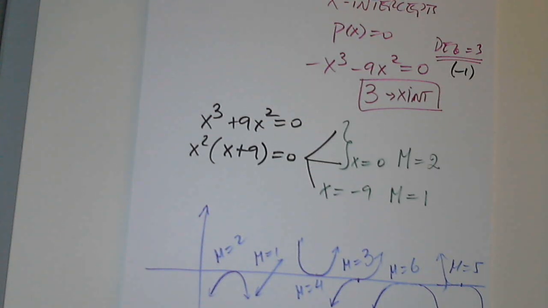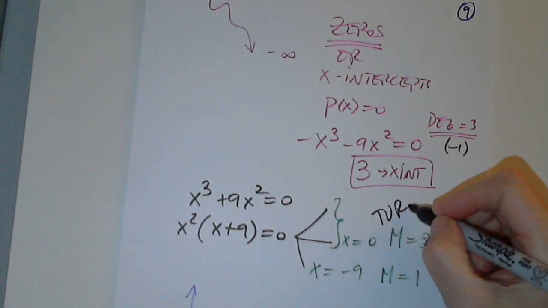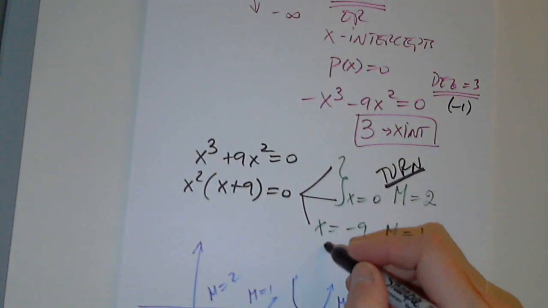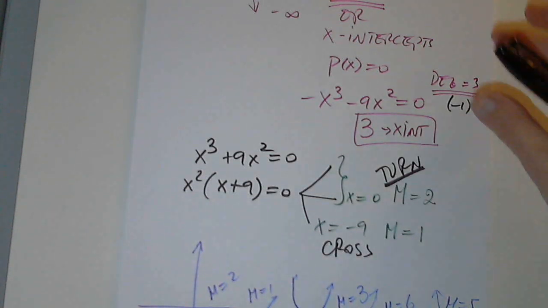Is that better? Yes? Okay, moving on. Any questions? So we determined the zeros and their multiplicities. So we can write here, 0 will be a turn, and -9 will be a regular cross of the x-axis, not a slow cross.